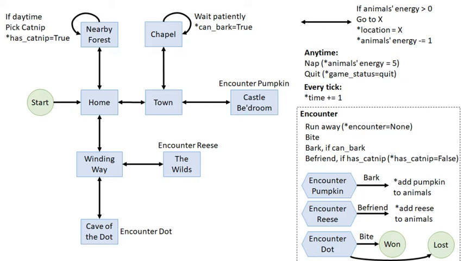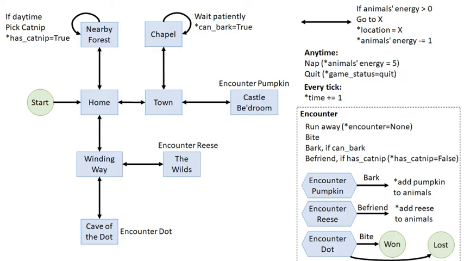If you learn how to bark, then you can also bark, and if you have catnip on you, you can befriend the enemy. However, when you befriend the enemy, you lose your catnip. If you run away, similarly, the encounter just ends. And the encounter might end in other ways depending on biting and barking and befriending.